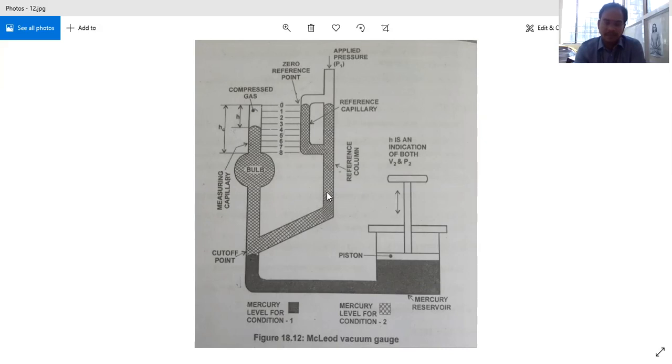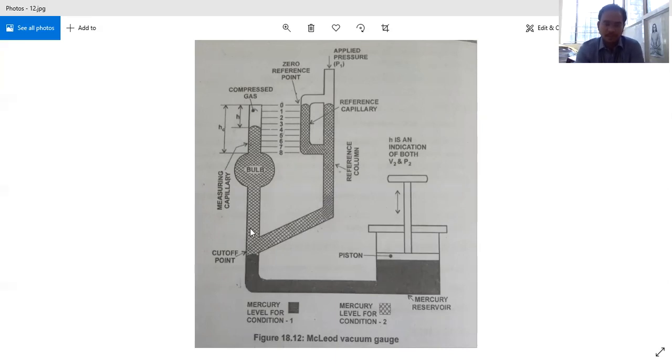And the structure is like this. Here you have a slight bend. Here we have mercury supply in a cylinder, and with the help of a piston, we are going to operate this gauge.